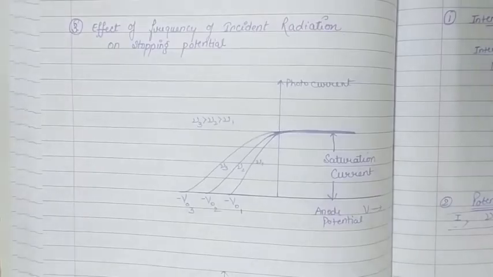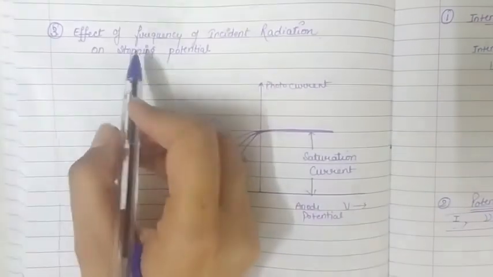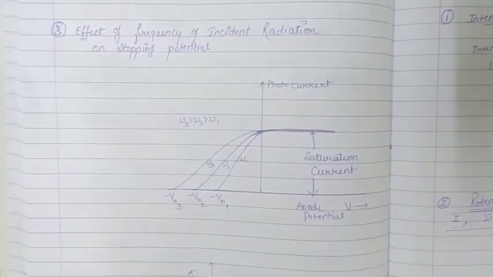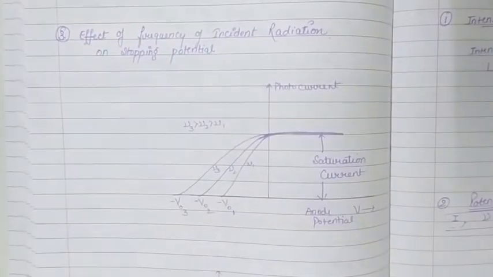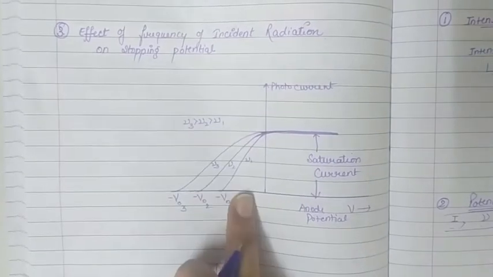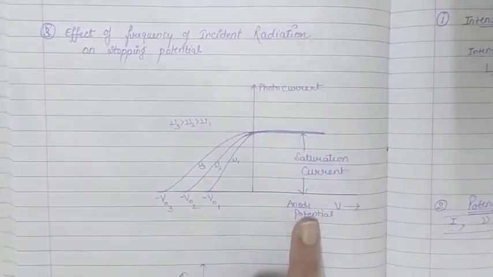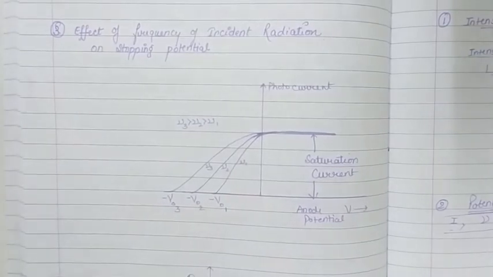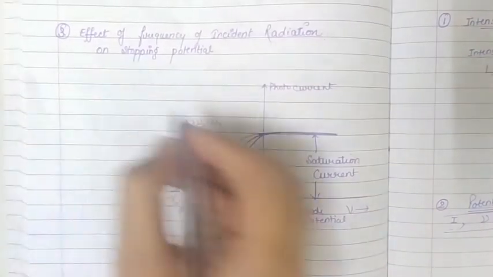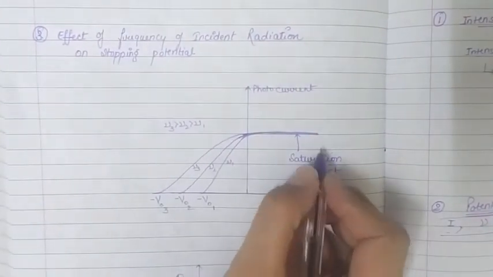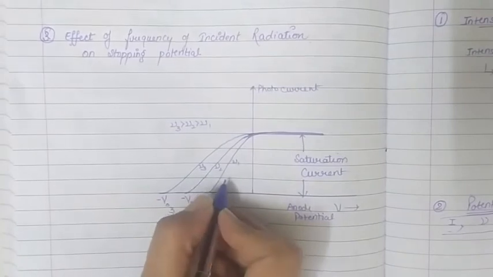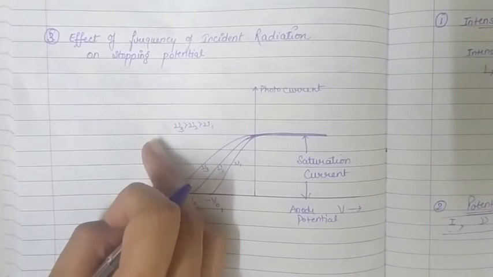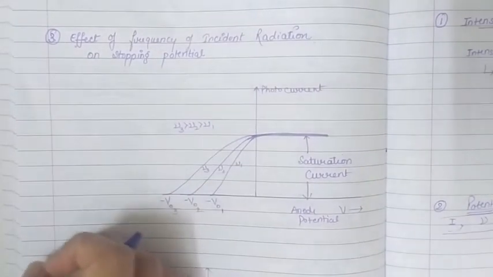So the third factor that we are going to study is the effect of frequency of incident radiation on stopping potential, and to study that we take the value of intensity in every case such that we get the same value of saturation current while the frequency keeps on changing, right? So we are adjusting the frequency, and we are doing it such that the saturation current value remains constant for every case. Here we have taken three frequencies, nu1, nu2, nu3, such that nu3 is greater than nu2 and nu2 is greater than nu1.